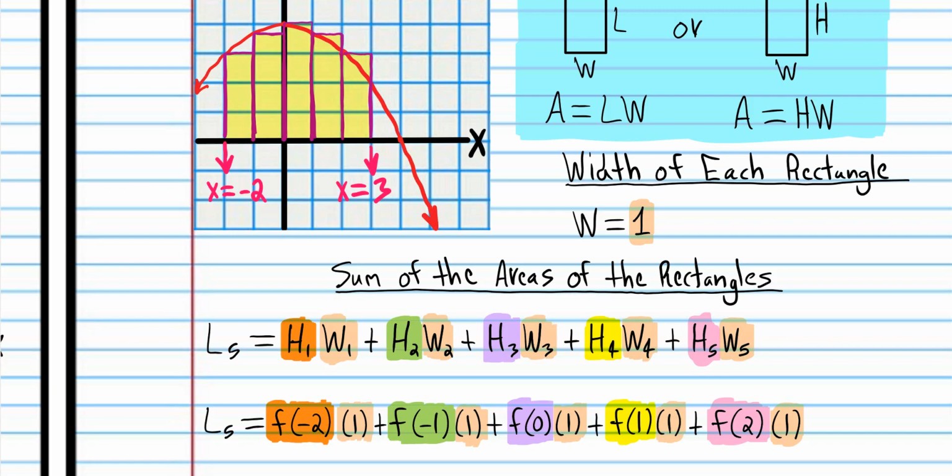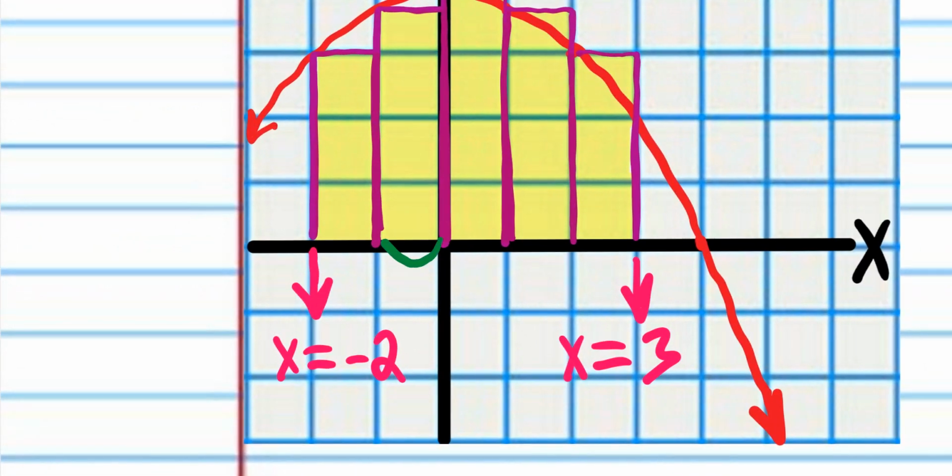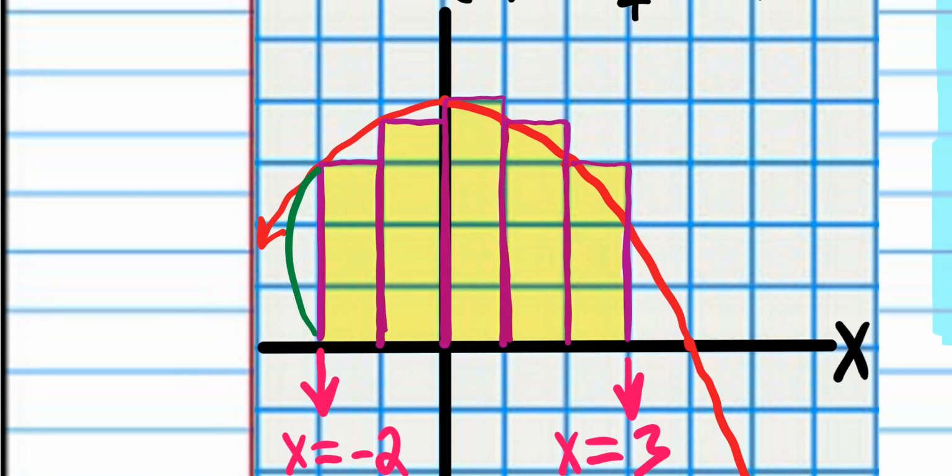We have 5 rectangles. So why does it say negative 2? What does a negative 2 mean? This is where students have trouble. Well, what this means is you have to plug in x equals negative 2 to the function, and then the output is equal to the height of the rectangle.